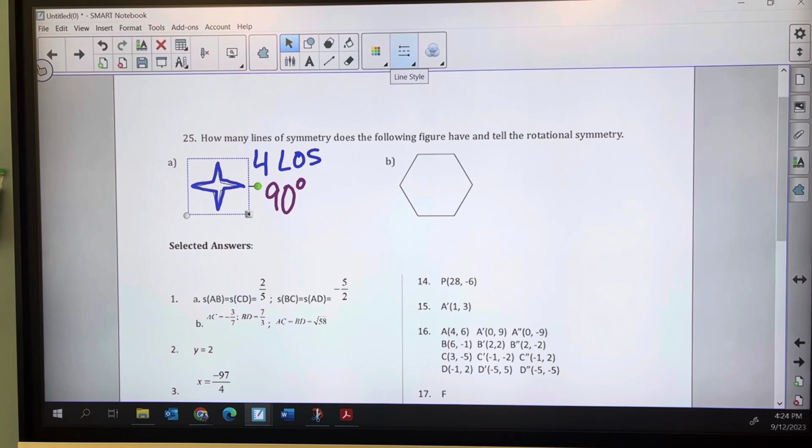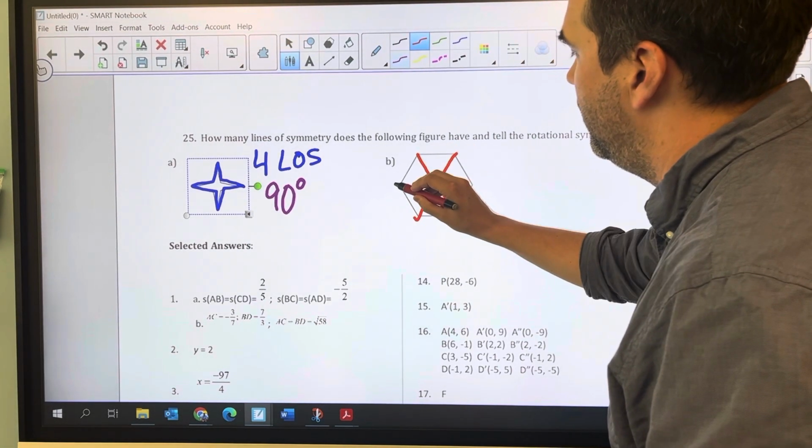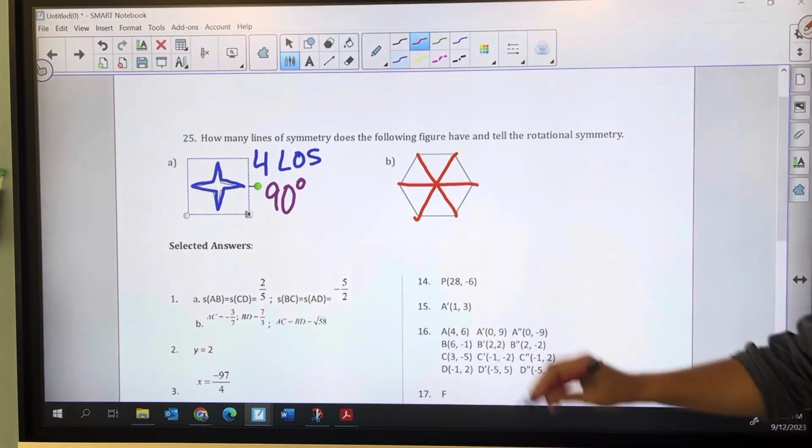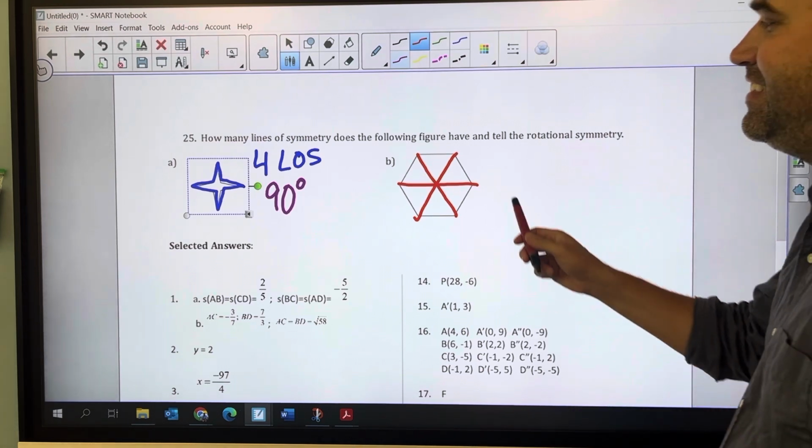Second shape. It is a hexagon, 6 sides. And we talked about a hexagon earlier as being made up of 6 different equilateral triangles. We know that each of those points inside is 60 degrees since we're dividing that 360 into 6 pieces.